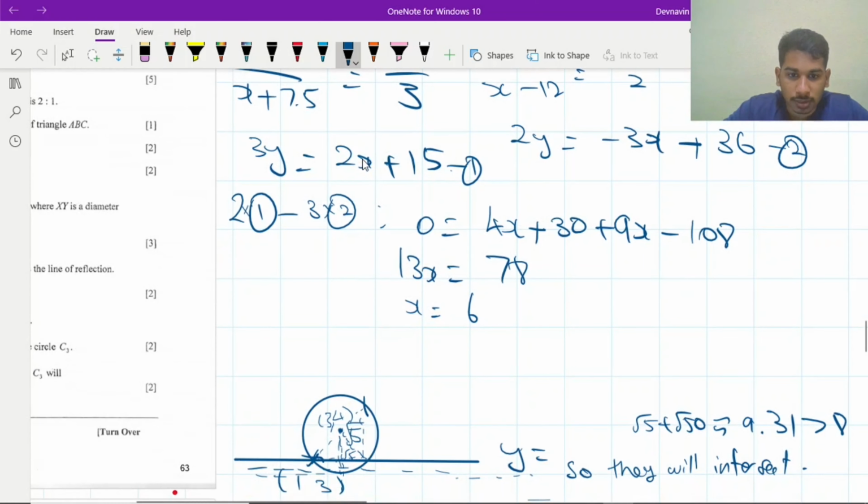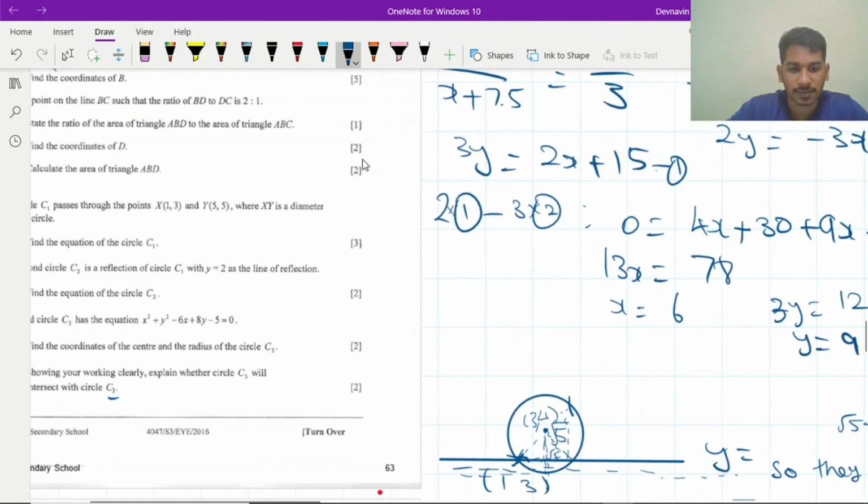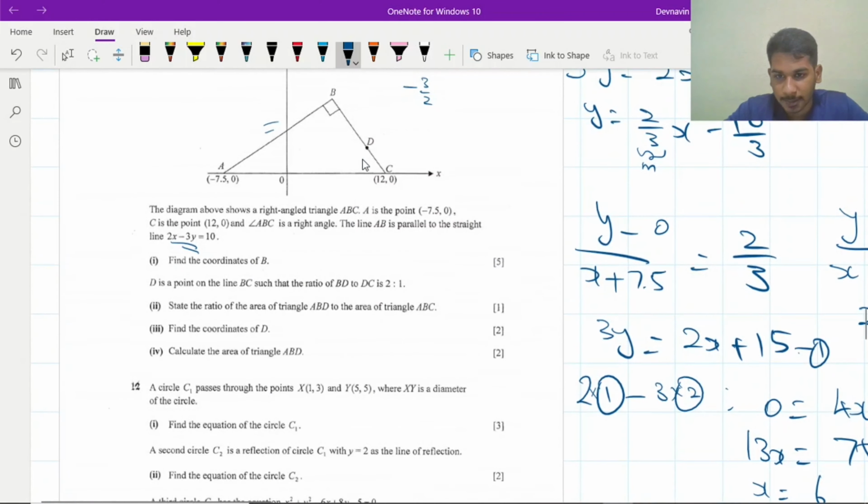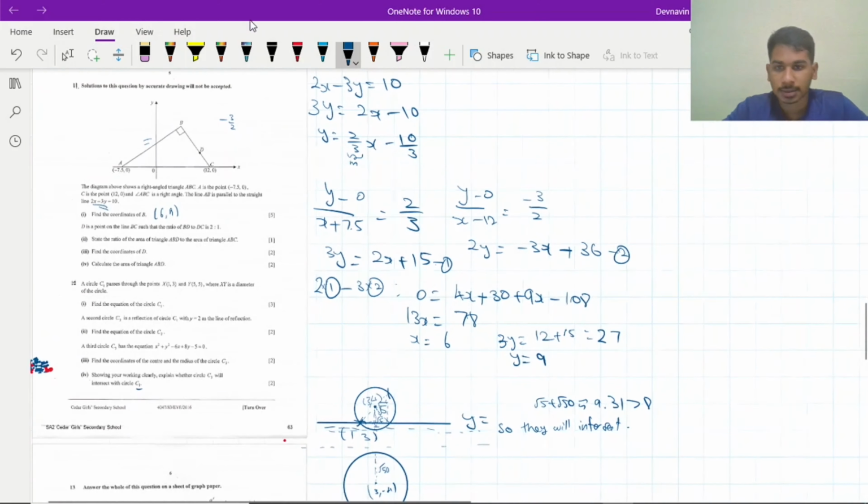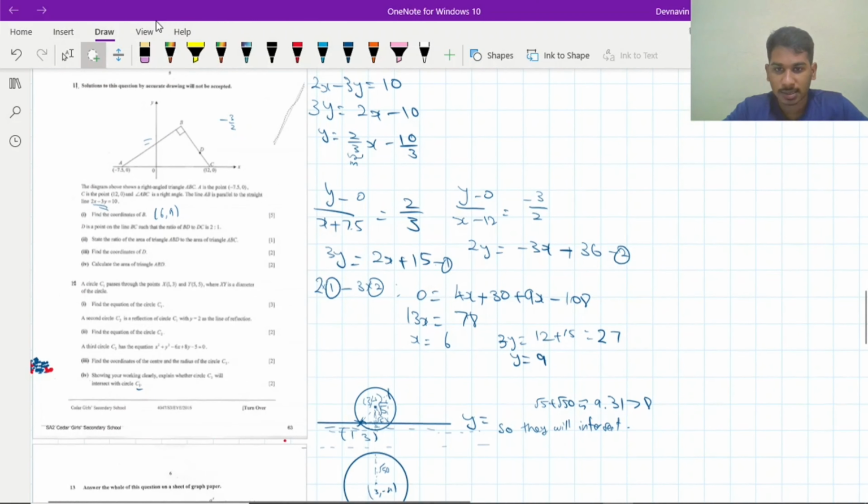Let's try to find y. 3y is equal to 2x plus 15, so 12 plus 15, which is going to be 27. So y is going to be 9, so we have 6 and 9. B is (6, 9). Great. Now we're going to shrink it so that we can have more space. So let's do it.